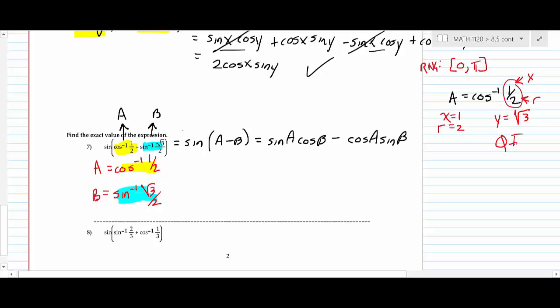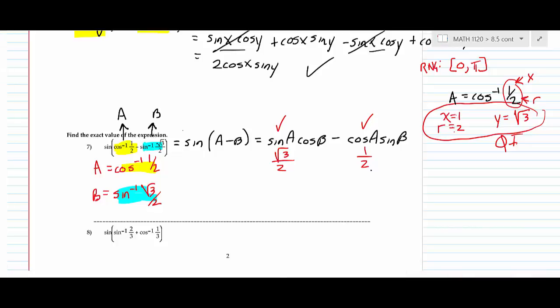So what do you do with this stuff? Well, the sine of A is in these numbers. The sine is y over r, so that's going to be square root of 3 over 2. If you go over to the cosine of A, that is x over r, so that's 1/2. See, I don't even need to know what the angle is to do this problem. It's not important.